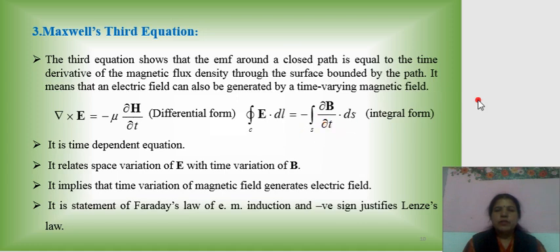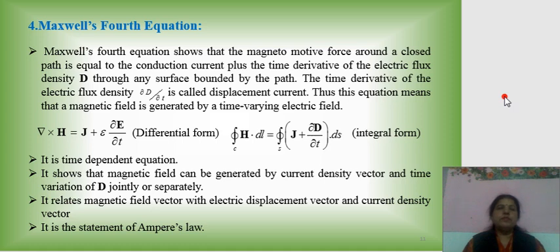Maxwell's fourth equation. What is Maxwell's fourth equation? For that purpose, he used Ampere's law. Maxwell's fourth equation shows that the magnetomotive force around a closed path is equal to the conduction current, J, the current density, plus the time derivative of the electric flux density through any surface bounded by the path.